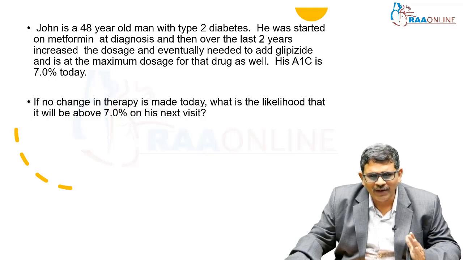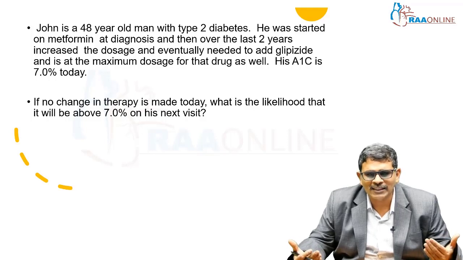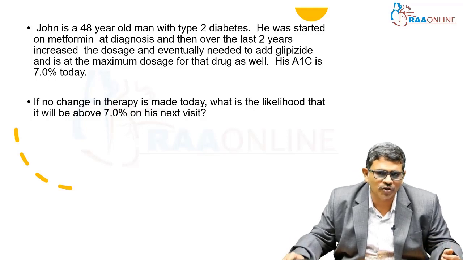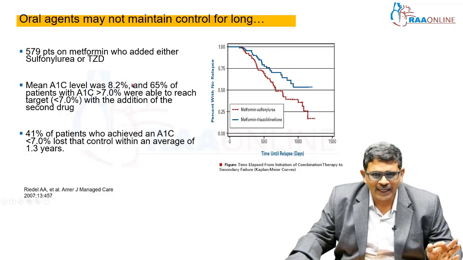We will look at some evidence, a random article, to see what his HbA1c is likely to be when patients are on the maximum dose of metformin and sulfonylurea, and what the chances are of them having the HbA1c at the same level at the next visit. This particular article studied 579 patients on metformin who were added on either a sulfonylurea or a TZD.